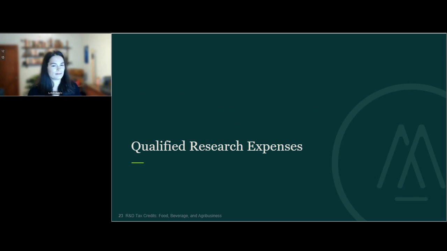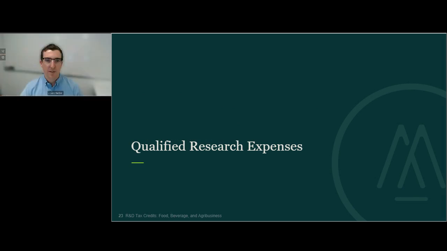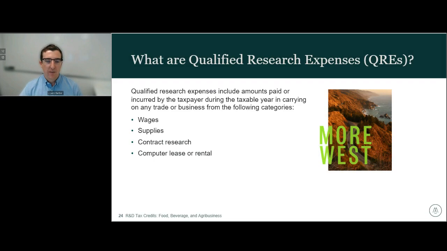All right, thanks, Liddy. So now we're going to transition into the types of expenses we can include in our calculation if we determine we have qualified research. So what are qualified research expenses, or QREs again? QREs include amounts paid or incurred by the taxpayer during the taxable year and carrying on any trade or business from the following categories. So these 4 buckets are our primary QRE categories: wages, supplies, contract research, and computer lease and rental. And over the next few slides, we're going to discuss each of these in more detail and how it applies to food, beverage, and agribusiness companies.